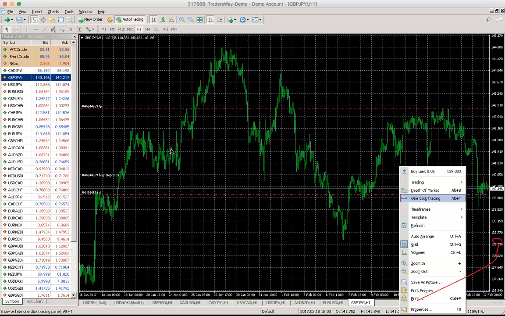But GJ is, and for you guys that don't know, there are crosses, there are majors, and there are exotics. Those are the three buckets that different pairs are put into. GJ would not be considered a major. So for a non-major pair to move that much is quite significant.